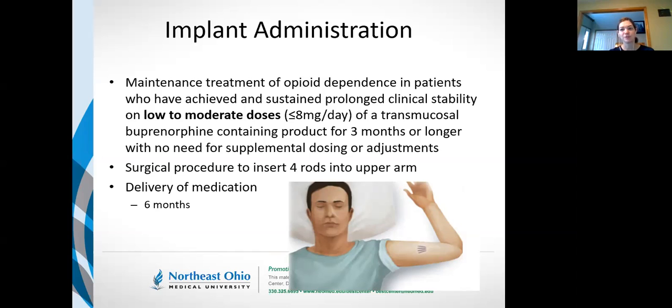It is a surgical procedure. There are 4 rods that are inserted into the upper arm. They open in a fan distribution toward the patient's shoulder. These rods deliver medication over a period of 6 months. They may continue to deliver just a little bit of medication after that 6-month mark, but it will likely become subtherapeutic relatively quickly. So they're good for 6 months, and then at that point, the options are getting a different implant or transitioning to a different form.